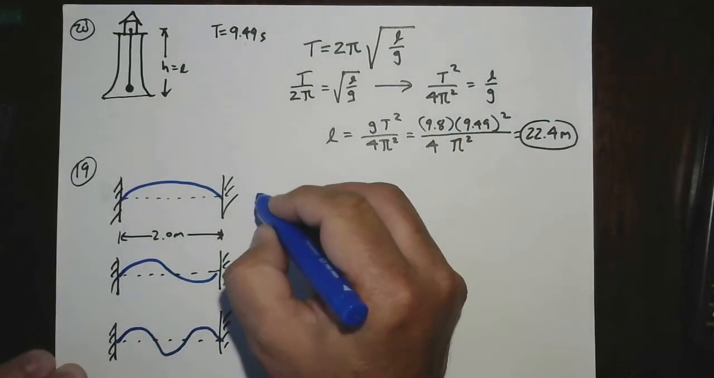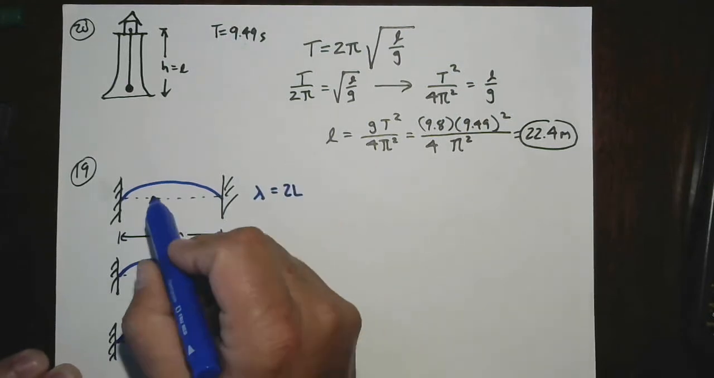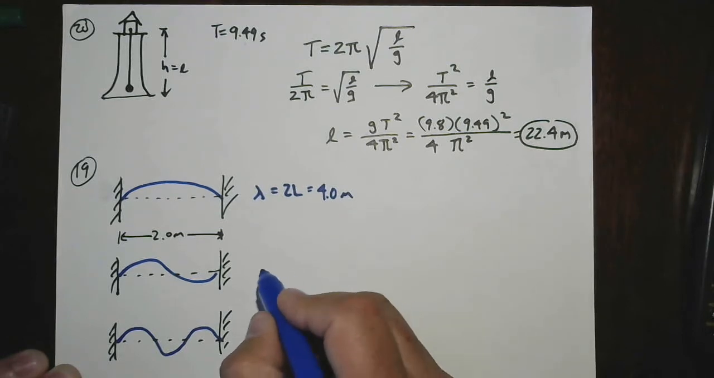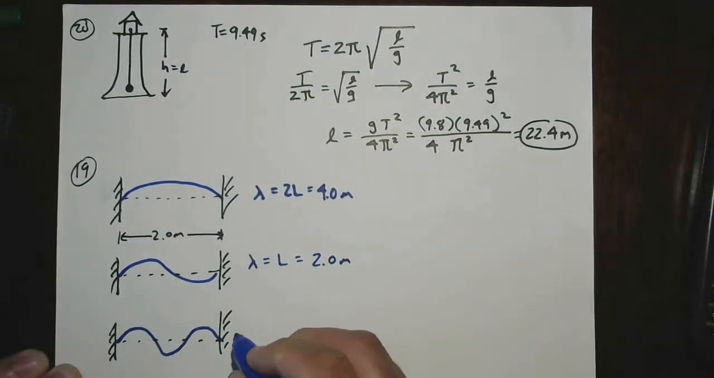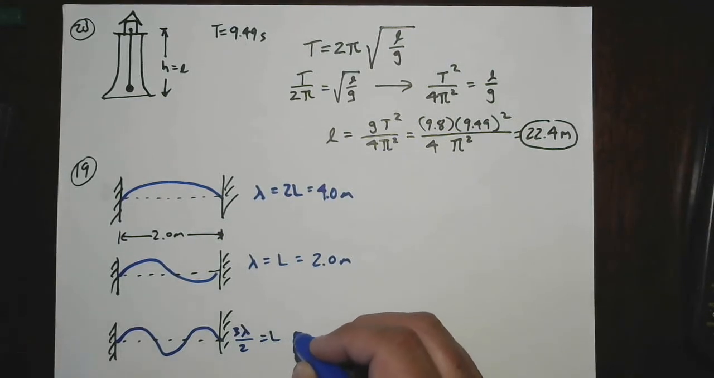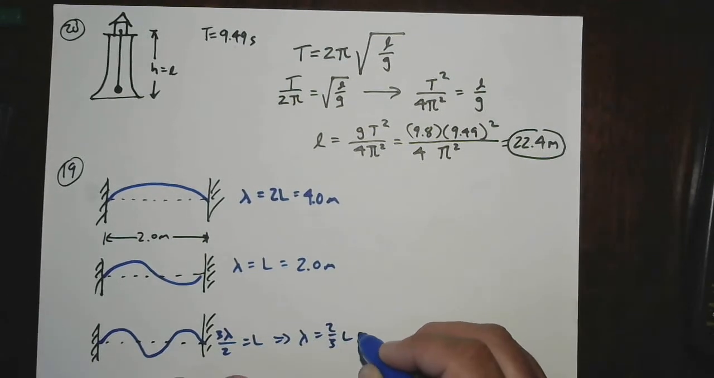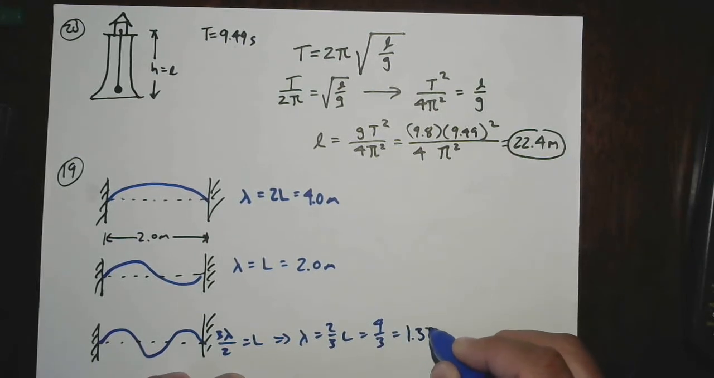And so this would wind up being a wavelength that's equal to twice the length. In other words, that's only half a wavelength in there. And so that's going to be 4 meters. This one's going to have a wavelength that's exactly equal to the length, so that's going to be 2 meters. And this one's going to have a wavelength where 3 lambda over 2 equals L. That means that lambda equals 2/3 of an L, which is 4/3, which is 1.33 meters. So those are the three easiest things to answer on that one.